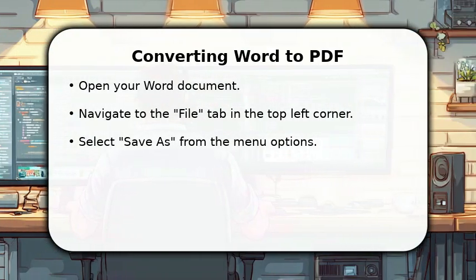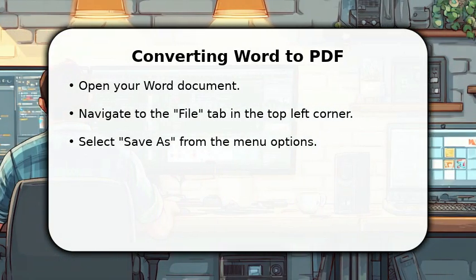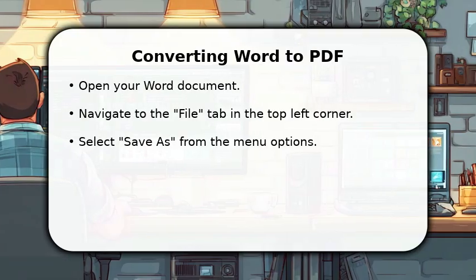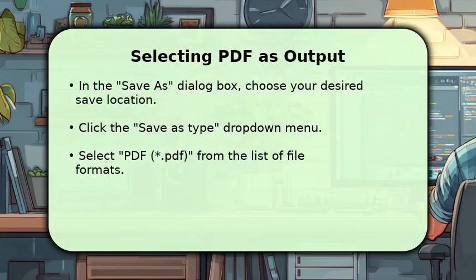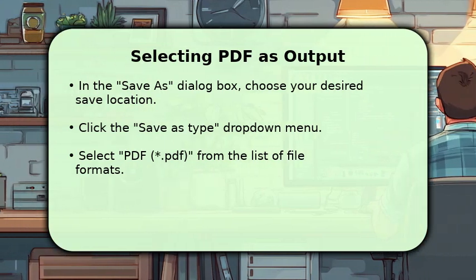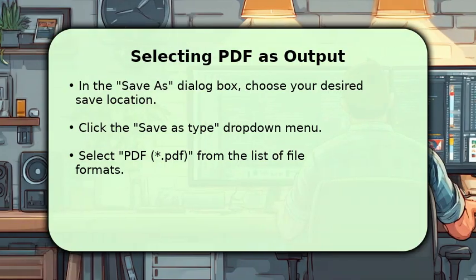From this menu, select the Save as option. This action will open a new window, allowing you to choose where to save your new PDF file and how to name it. After clicking Save As, a dialog box will appear. Here, you'll first choose where on your computer you'd like to save the new PDF document.